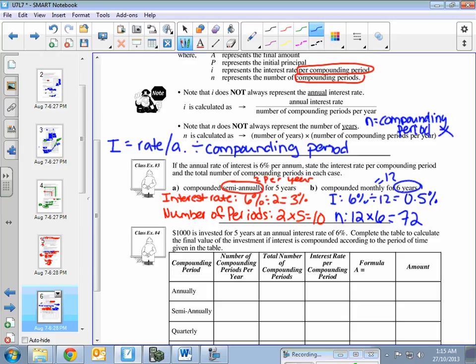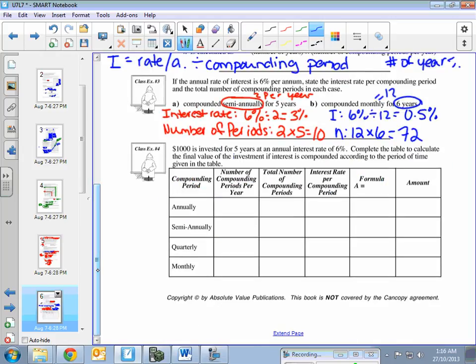And you want to multiply by the number of years. Again, if it's semi-annually, there's 2 compounding periods in 1 year. And then if I am going for 5 years, it'll be 2 times 5. Okay.